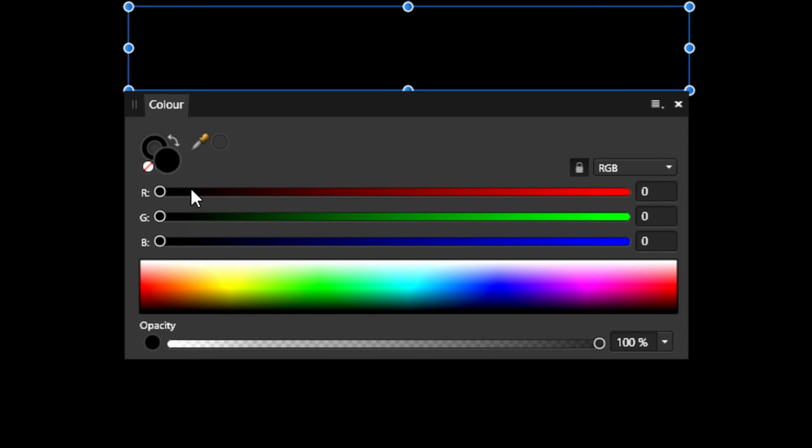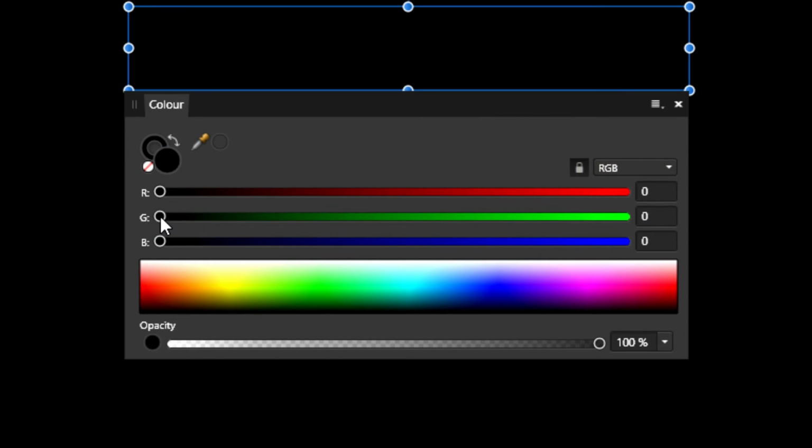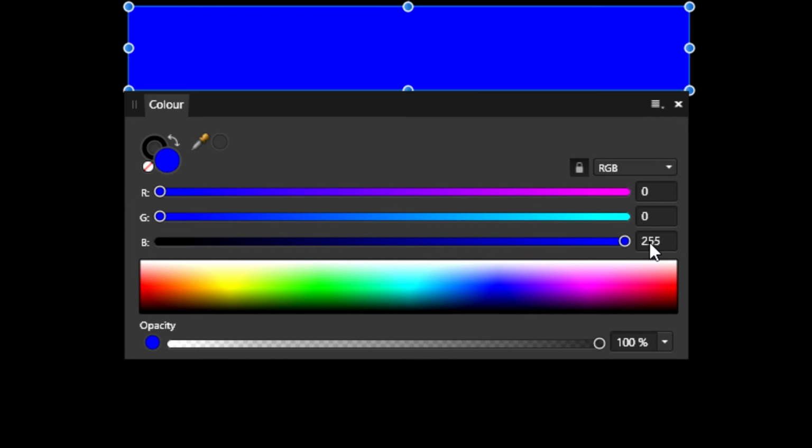Really easy when they are either 0 or 255. So if I turn the red channel completely to 255, then that gives us the pure red. I switch that one off, and we'll try that with green. So 255 there and 255 on the blue channel. Now where it becomes a bit more complicated is when these values are in between.